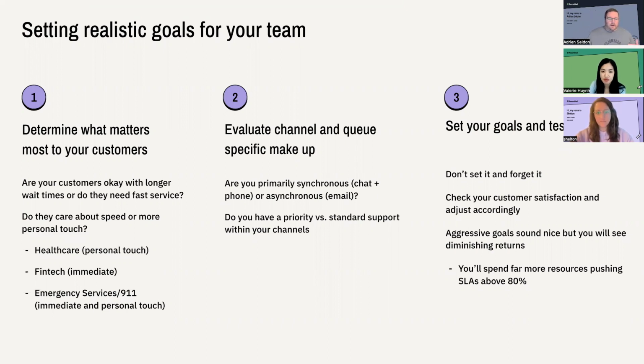Step one is definitely determine what matters most to your customers. Just a couple examples: is the customer okay with longer wait times, or do they need the fast service? If you just look at that question, you're like, of course they want fast service. So let's break it down into different types of contexts here. In healthcare, maybe more of the personal touch, so sometimes a longer wait time, or even just a longer overall contact time. Your financial stuff, you want that quick, fast service.